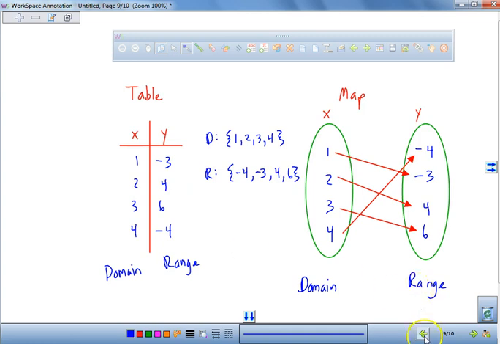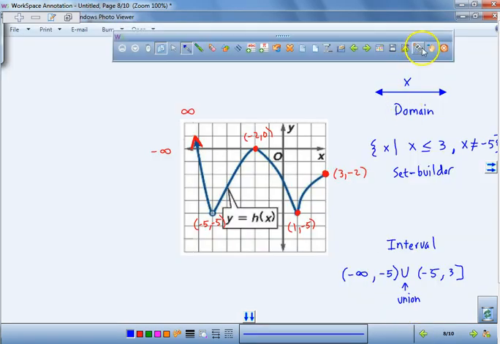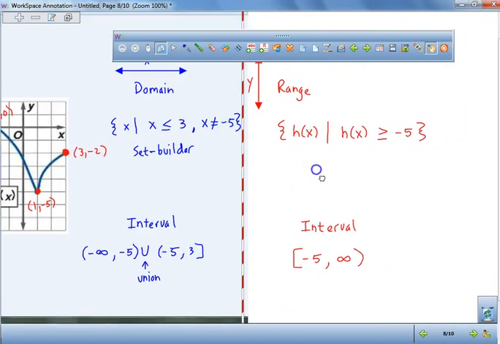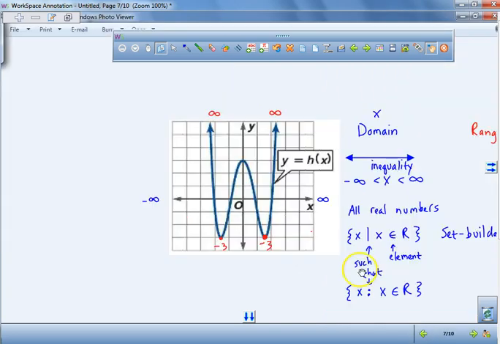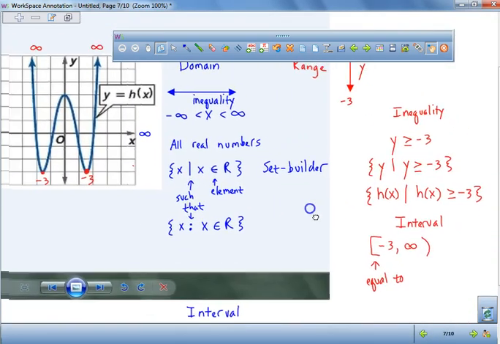And that's it. All you guys have to make sure you know is the difference between domain and range and how to interpret it in interval notation and set builder notation, whether it's something funky that looks like this or something a little bit less funky that looks like this.